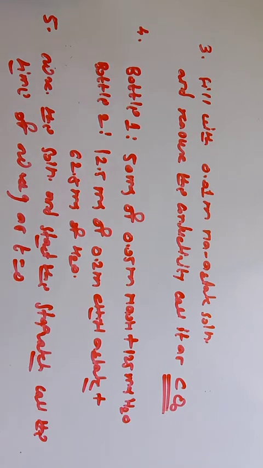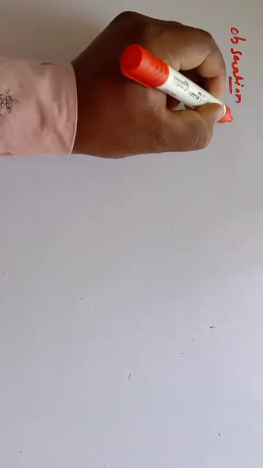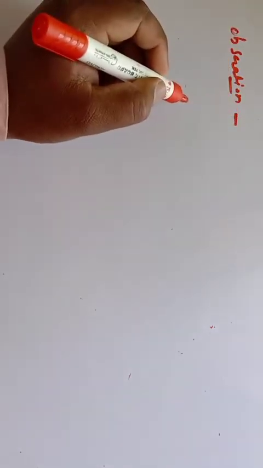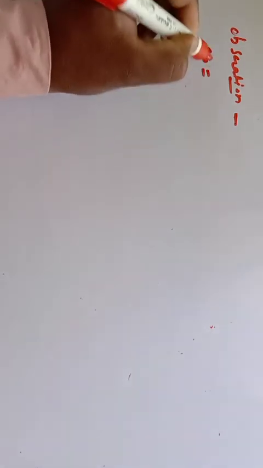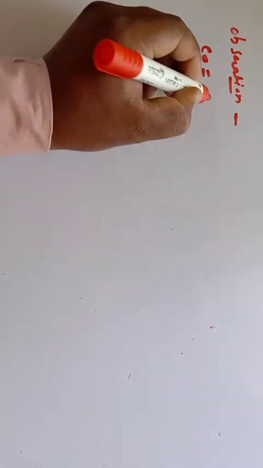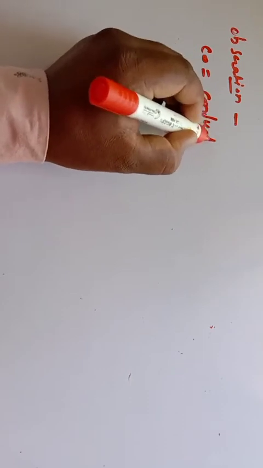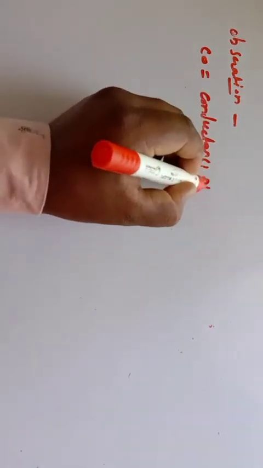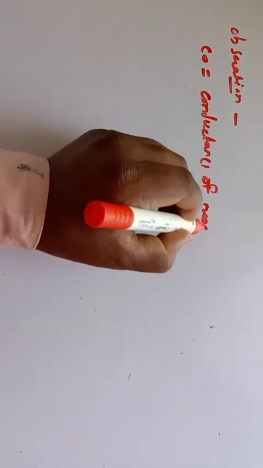So let us discuss the observation table. What is there in the observation? We already discussed C0. So what is our C0? That is the conductance of the reaction mixture.